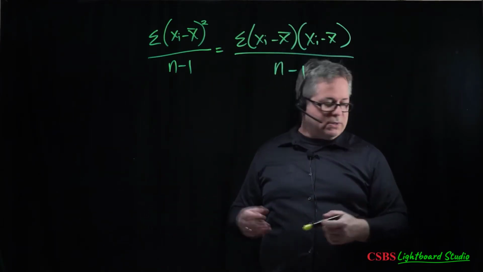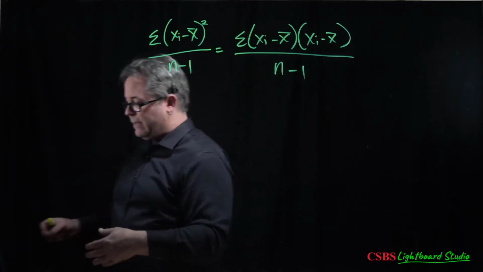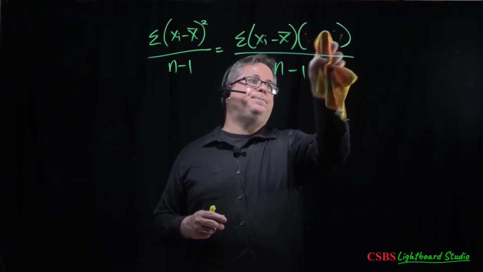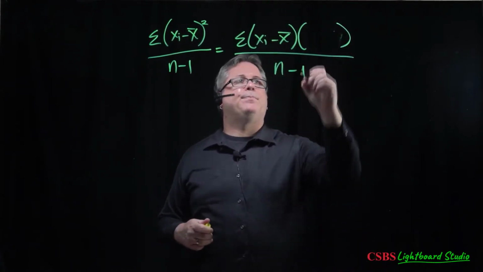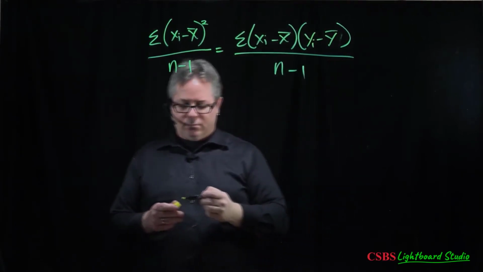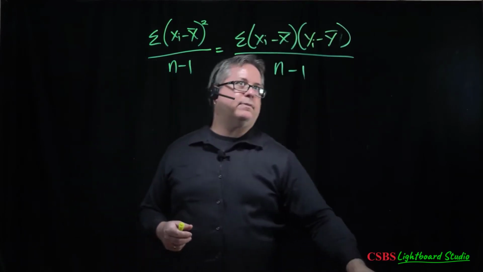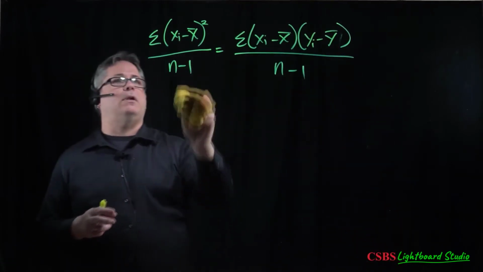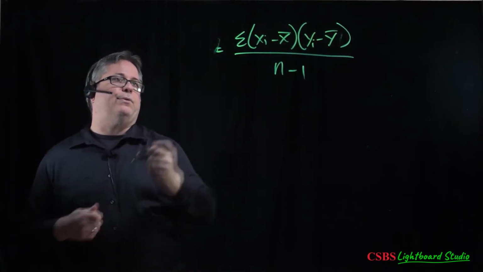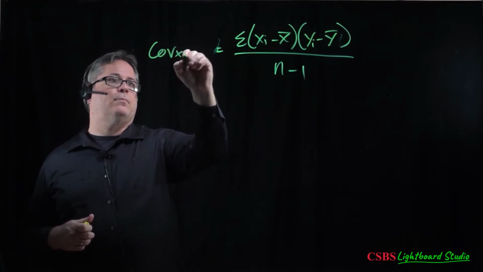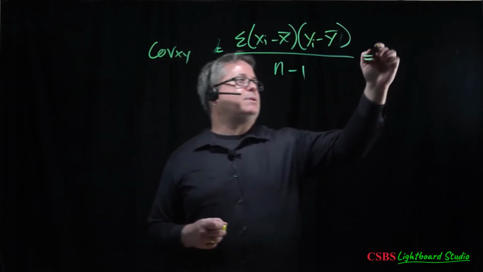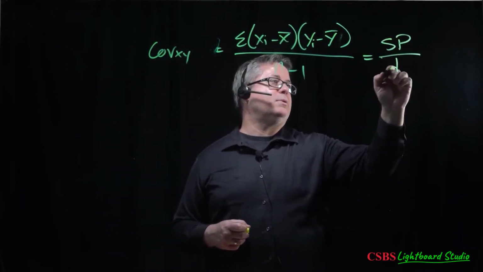But if I have two variables, x and y, what's to keep me from just changing one of these to y instead? If I do that, simply changing one of those values out of there, I've changed this from a variance to a covariance. And instead of thinking about it as sum of squares over degrees of freedom, this is now sum of products over degrees of freedom.